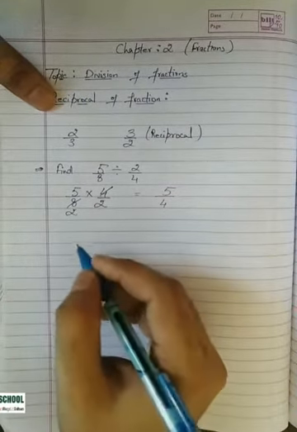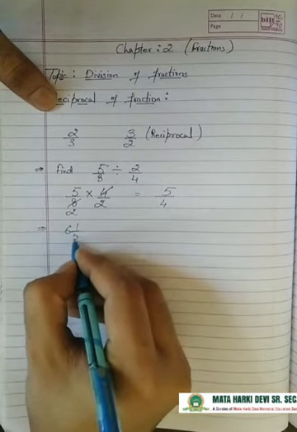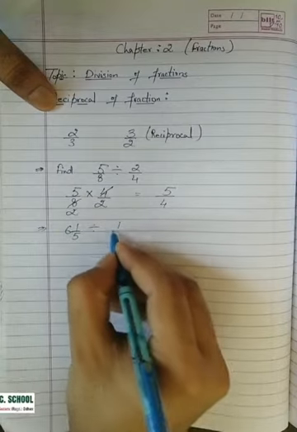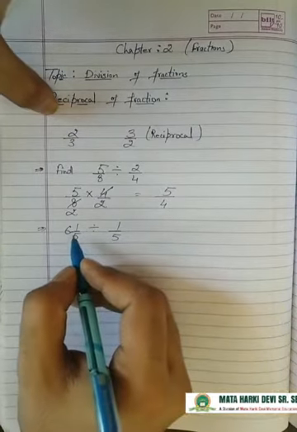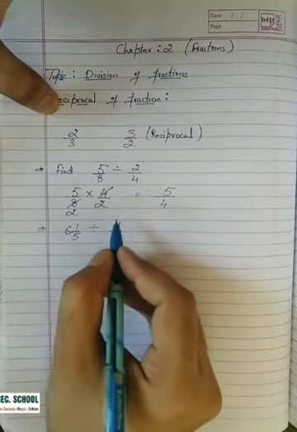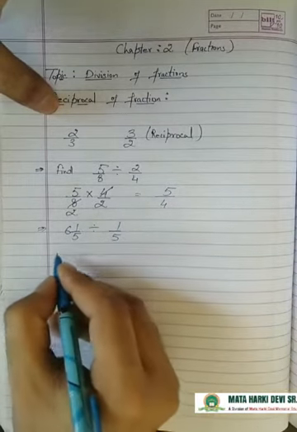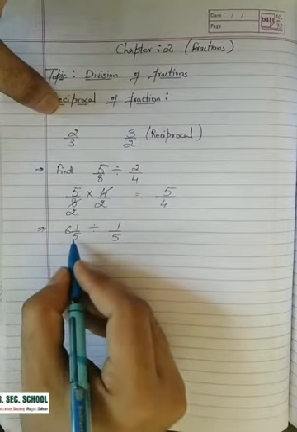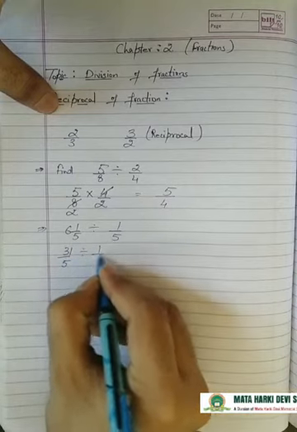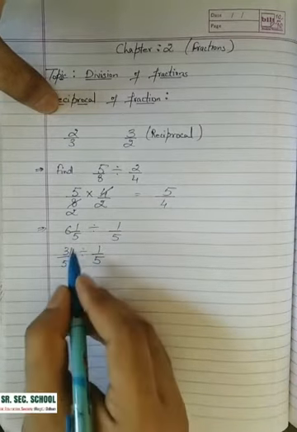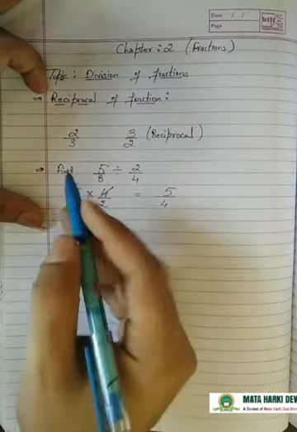The sum can be asked in mixed fractions also. For example, 6 1 by 5 divided by 1 by 5. Firstly we have to change this mixed fraction into an improper fraction and follow the steps of division. So firstly we change this into an improper fraction. 6 5s are 30 plus 1, 31 by 5. So we got two fractions here.